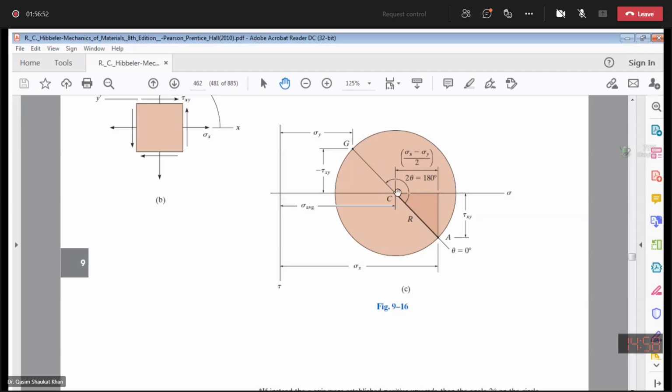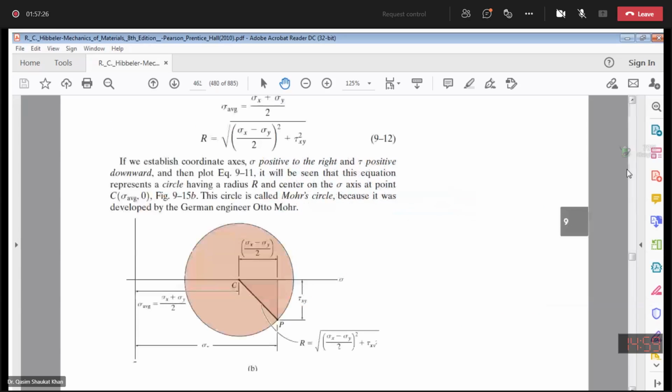So the point you have to note down here is that theta on the element, this is the element, this is the Mohr circle, theta on this element is equivalent to 2 theta on the Mohr circle. Done. First point which you had to note down, that shear stress is negative upwards in the Mohr circle. The second is theta on the element is equal to 2 theta on the Mohr circle.